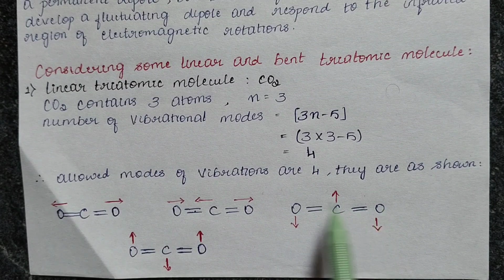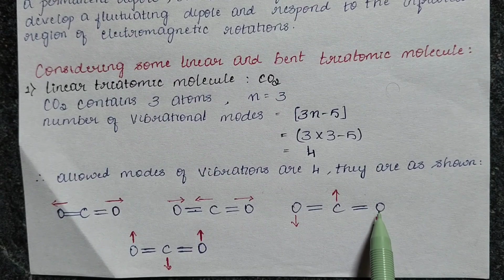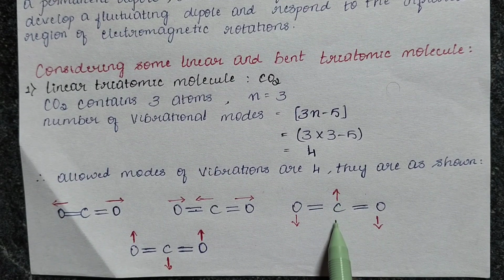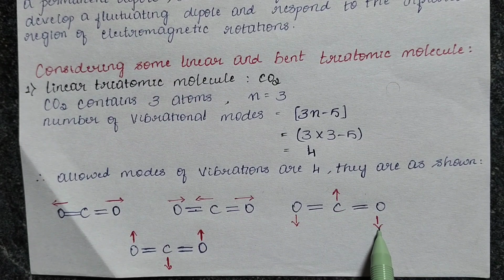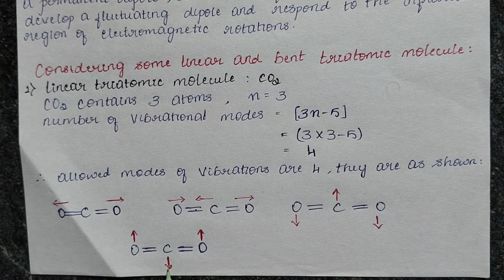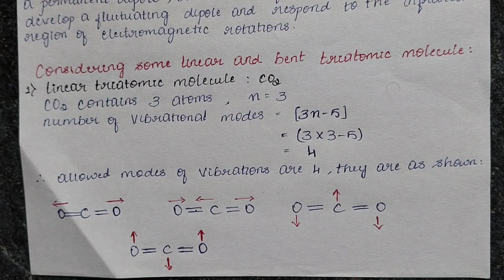And in the same way, the oxygens present at either side of the carbon might move in the opposite direction of the carbon atom, creating a dipole moment. So here we can see the oxygen is moving downward. Pictures 3 and 4 are similar, but here we can see the oxygens are moving upward, whereas the carbon is moving downward. Here the oxygen is moving downward, whereas the carbon is moving upward.